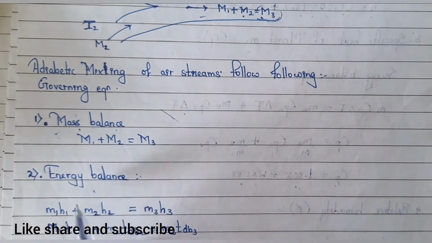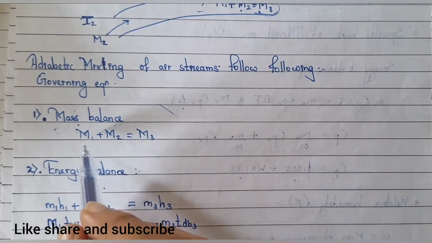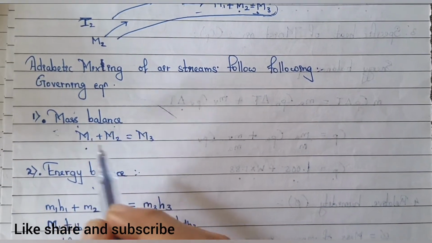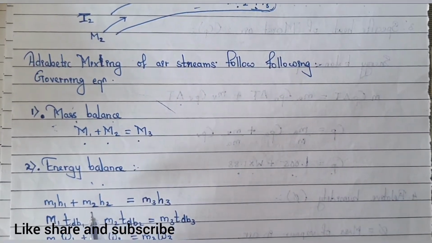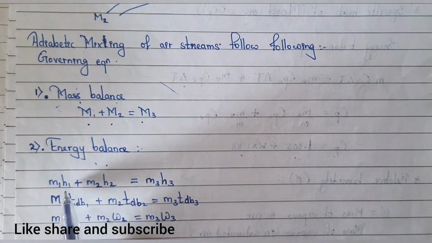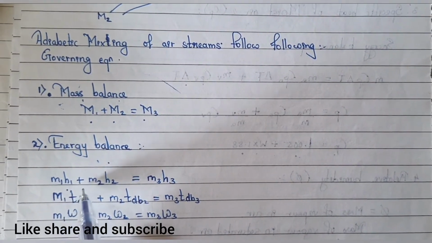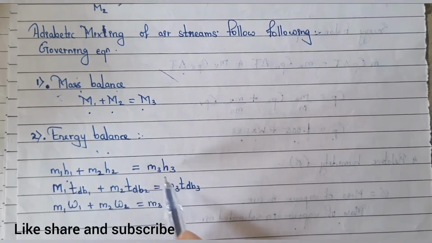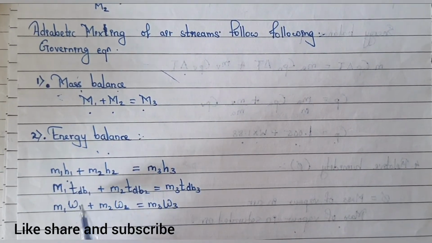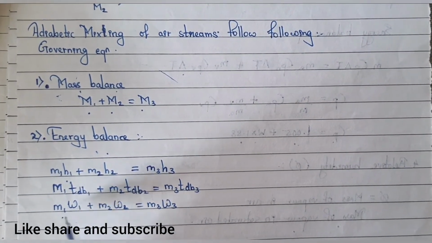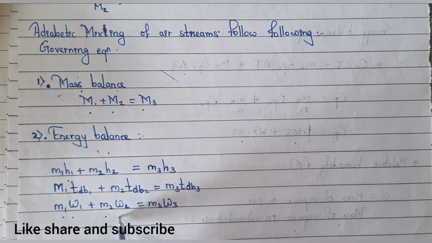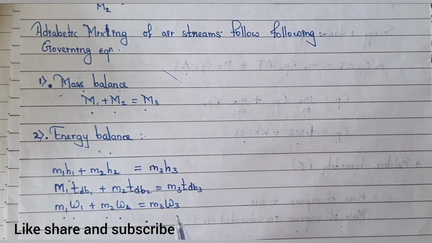Number 1, mass balance, and second one is energy balance. Mass balance is M1 plus M2 is equal to M3, and energy balance is M1H1 plus M2H2 is equal to M3H3. And finally we get M1W1 plus M2W2 is equal to M3W3.